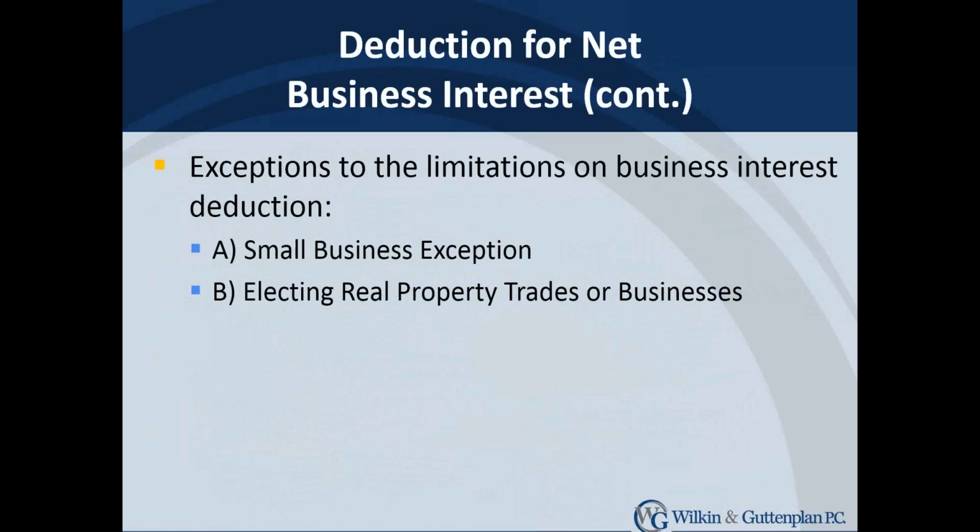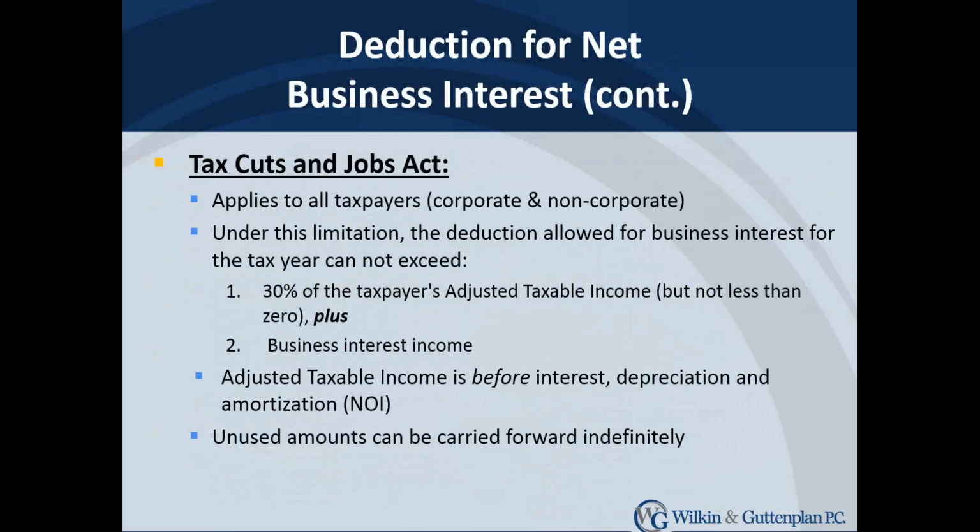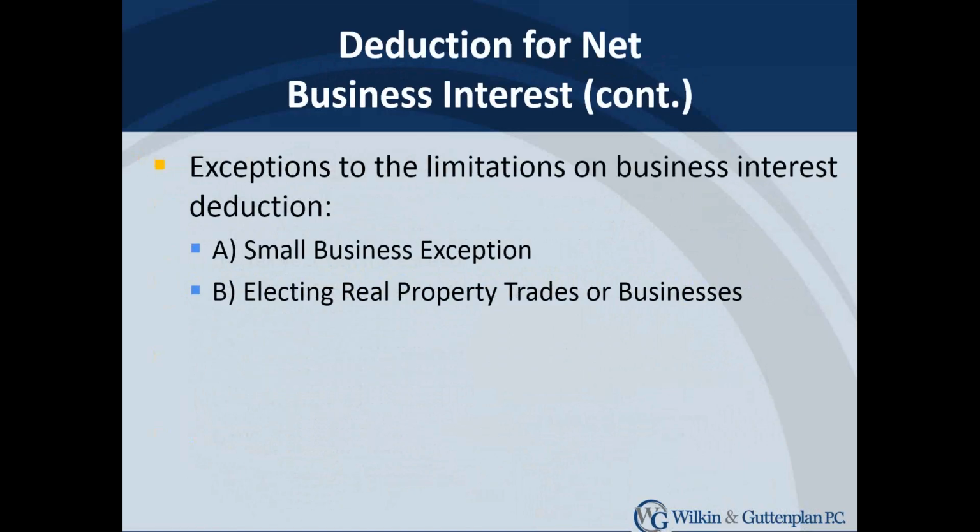I don't have the example up here, but just a very simple example. If you have adjusted taxable income of $100,000, 30% of that limitation would be $30,000, and if your business interest expense was $40,000, there would be a $10,000 excess business interest expense that would be carried forward. There are exceptions to the limitations on business interest deduction, and that includes a small business exception or an electing real property trades or businesses.